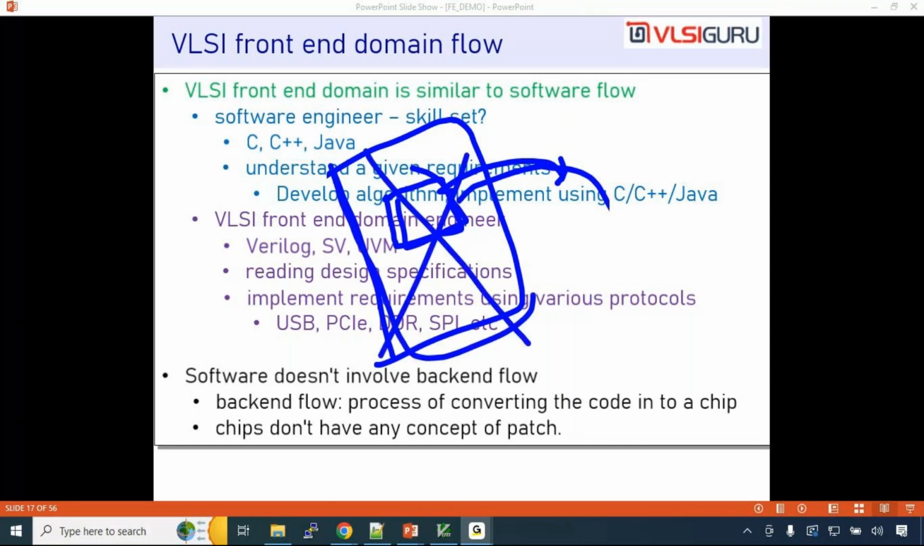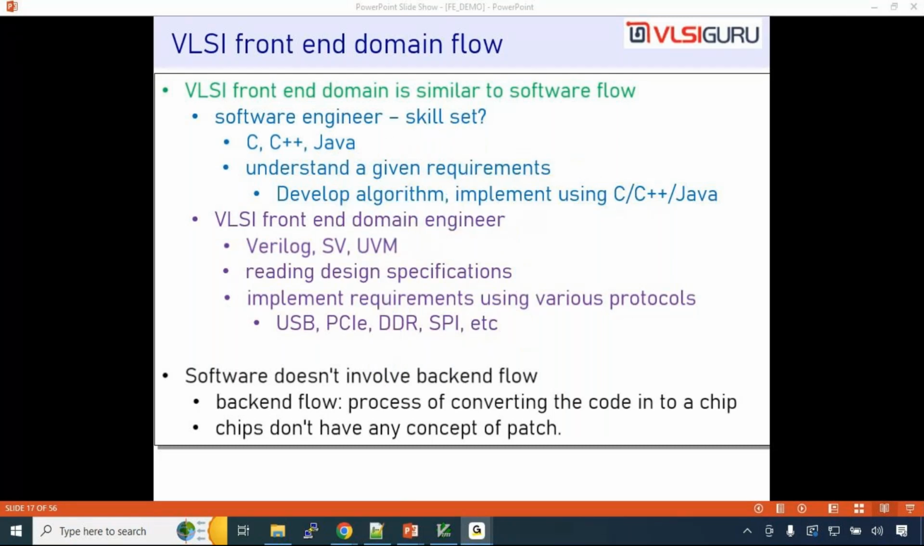Software is not like that. In software, if there is any issue, you can always rectify the code and release a new version of the software. Hence, VLSI is very critical. If you don't do the verification properly, it's very, very problematic. In software, even if you miss something, there's always something called a patch. You can always reverse the things.